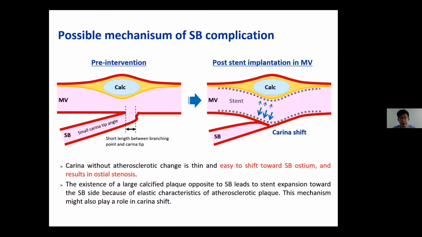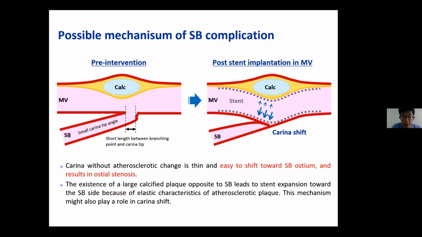So, possible mechanisms of side branch compression: especially if there is calcification at the position opposite the side branch. In that situation, if we put in the stent, carina shift occurs because the carina without atheromatous change is thin and easy to shift toward the side branch, resulting in ostial stenosis. The existence of a large calcified plaque opposite the side branch leads stent expansion toward the side branch because of the elastic characteristic of atheromatous plaque.